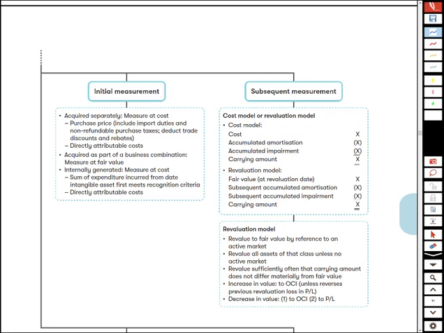And then in our subsequent measurement, remember we looked at the idea again, same as PPE, you can either keep the asset at cost, less amortization, or you can revalue to fair value. Remember, revaluation is actually very rare. You have to have an intangible asset that is traded in an active market before you can revalue that intangible. And again, your treatment, whether it's at cost or whether it's the revalued amount, is exactly the same as for your PPE.